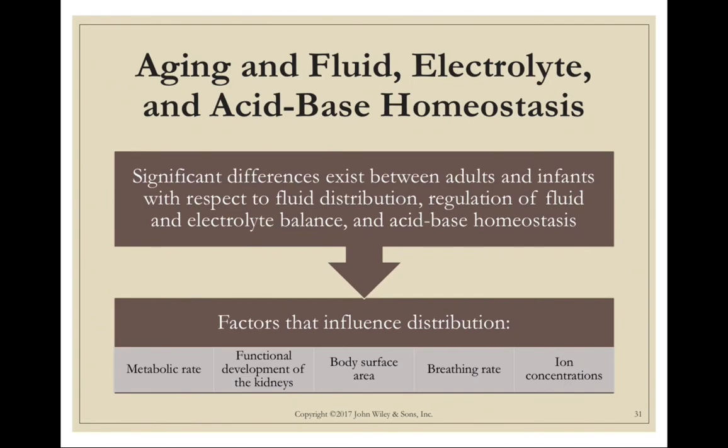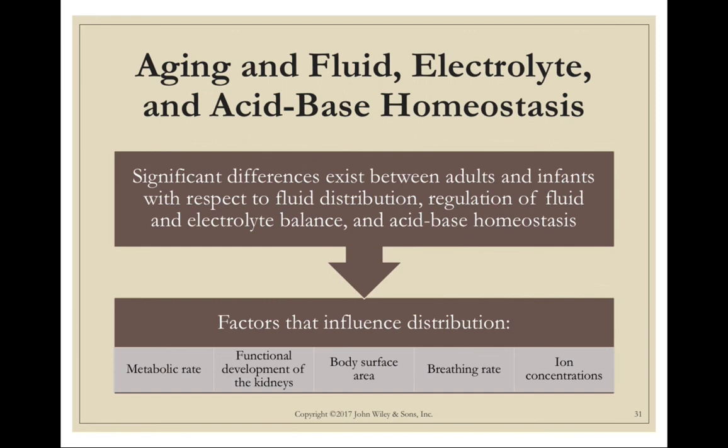Now the last major concept that we're going to discuss here in chapter 27 are the differences between adults and infants in acid-base balance, fluid distribution, and overall homeostasis. One of the major differences that we see between adults and infants is that infants will have much more of their body mass that's actually made up of fluids. Infant bodies will contain about 75% fluids, and premature infants can contain up to 90% of body fluids.